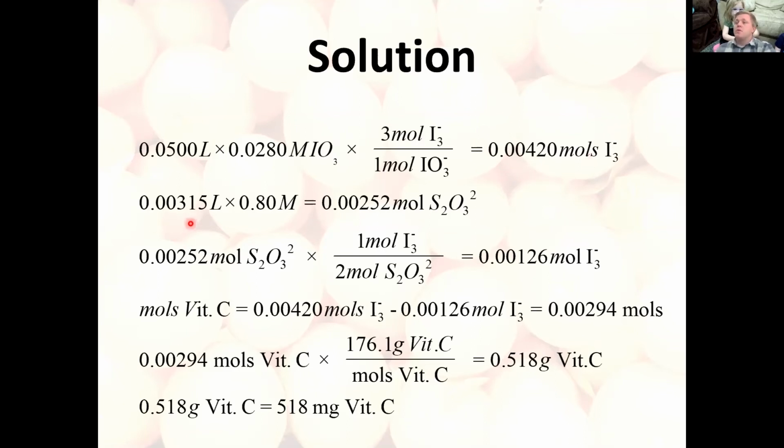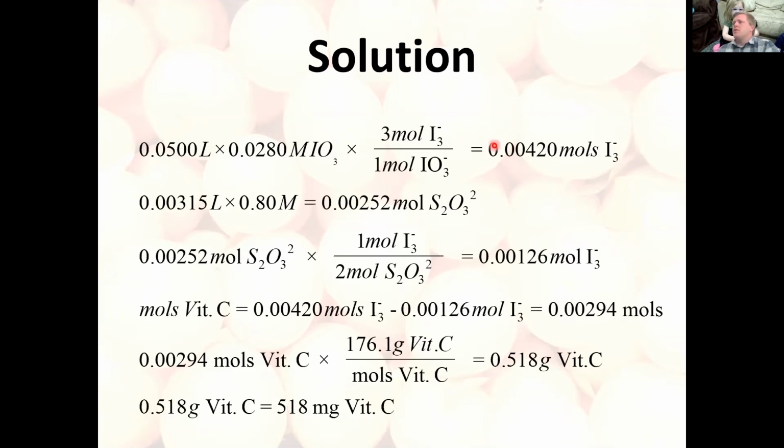We know then that it takes 3.15 mL of our standardized thiosulfate, which is 0.8 molar. That means we used 0.00252 moles of the thiosulfate to completely titrate this species. How many moles of I3 minus were used up by the thiosulfate? Well, it takes 2 moles of thiosulfate for every 1 mole of I3 minus that's used. We're going to multiply this 0.00252 moles of thiosulfate by a ratio of 1/2 to find that we used up 0.00126 moles of the I3 minus from our thiosulfate.